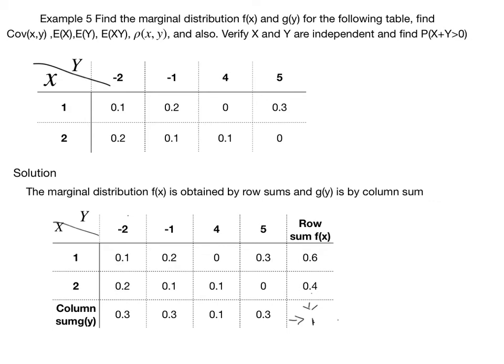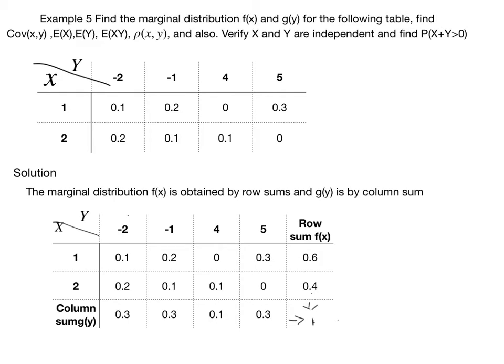Continuing the problems on joint probability, let us solve one more example. Find the marginal distribution f of x and g of y for the following table. Also find the covariance, expectation of x, that is mean of x, mean of y, expectation of xy, the correlation, and also verify x and y are independent, and find the value of p of x plus y greater than 0.